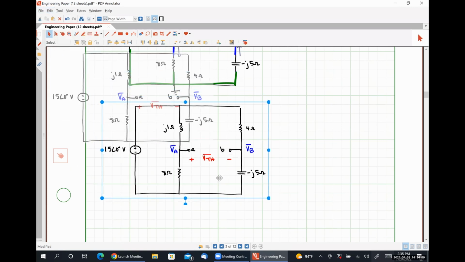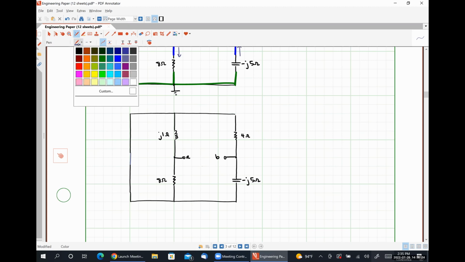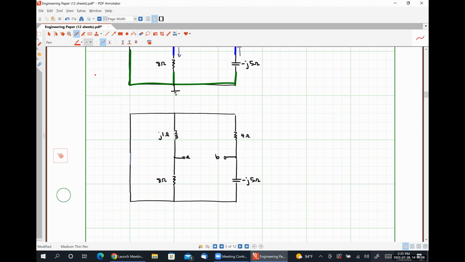Let's put a copy of our original circuit back here. Since the Thevenin equivalent impedance, which is taking the role of the Thevenin equivalent resistance, requires us to have a dead network, I would turn off my voltage source by replacing it with a short circuit. And then I could simply identify my nodes.